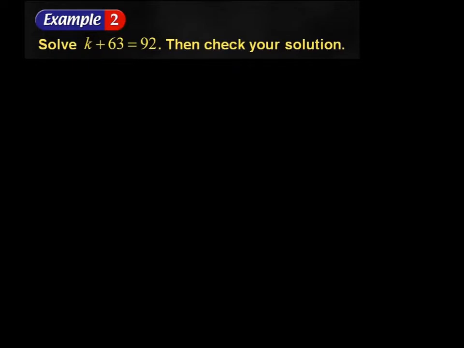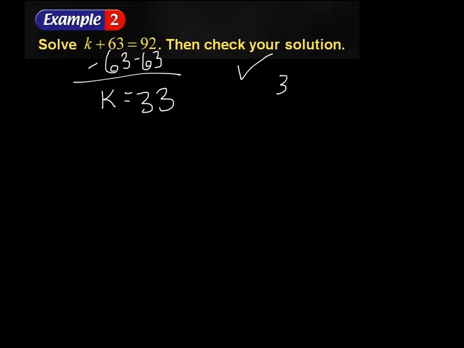Okay. Solve k plus 63 equals 92, then check your solution. So we've learned our lesson. Checking is a good idea. We're going to subtract 63 from both sides. We have k equals 33, I hope. Let's check. 33 plus 63 is 96. Uh-oh, that's not what I wanted. Houston, we have a problem.